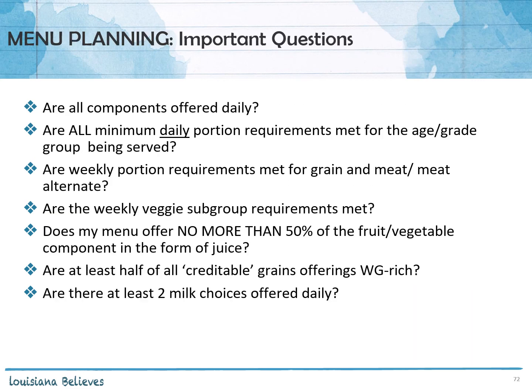Important final National School Lunch Program questions. Are all components offered daily? Are all minimum daily portion requirements met for the age grade group being served? Are weekly portion requirements met for the grain and meat alternate? Are the weekly vegetable subgroup requirements met? Does my menu offer no more than 50% of both the fruit and vegetable components in the form of juice? Are at least half of all creditable grains offered whole grain rich? Are at least 2 milk choices offered daily?